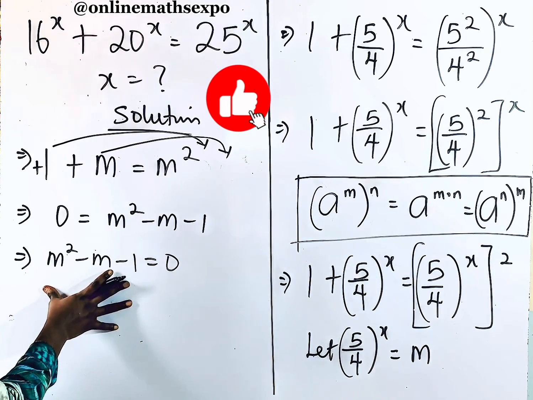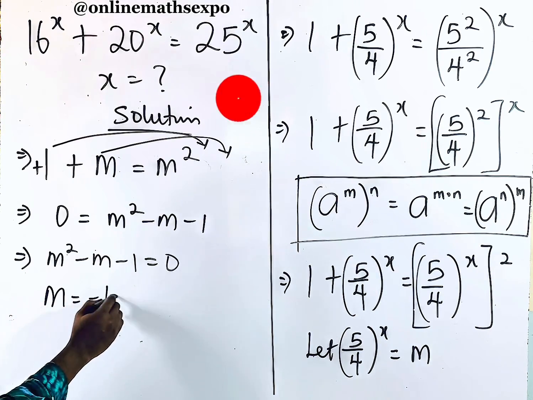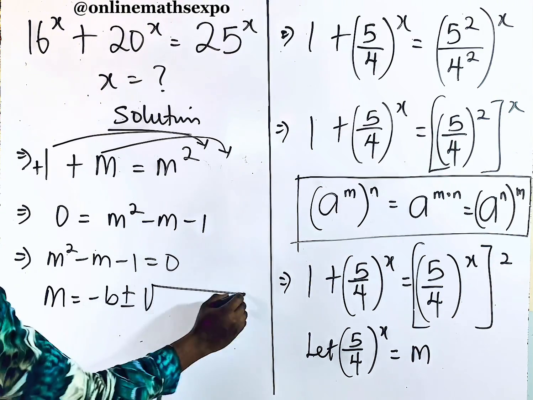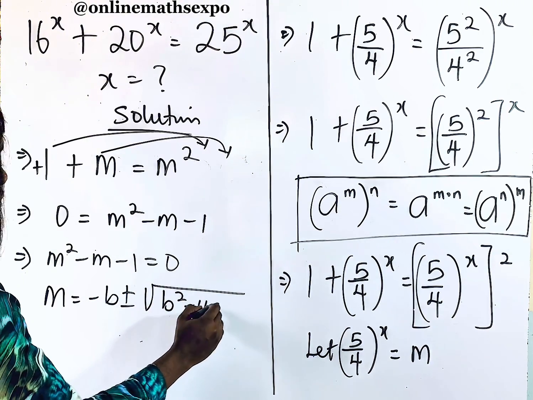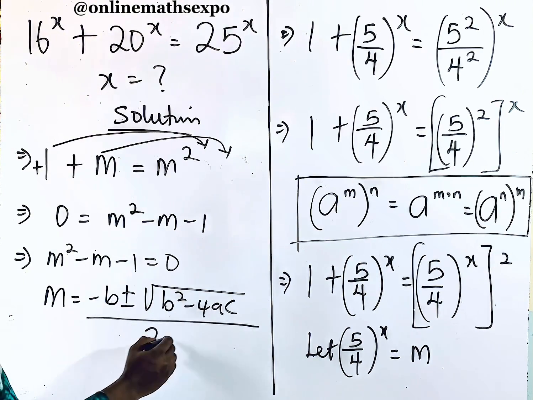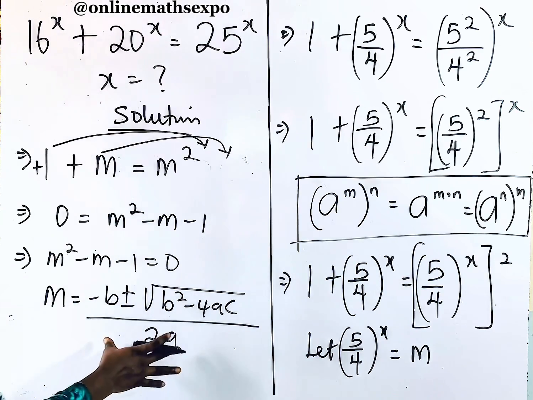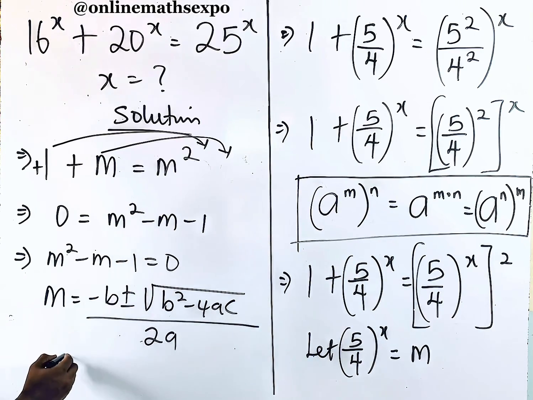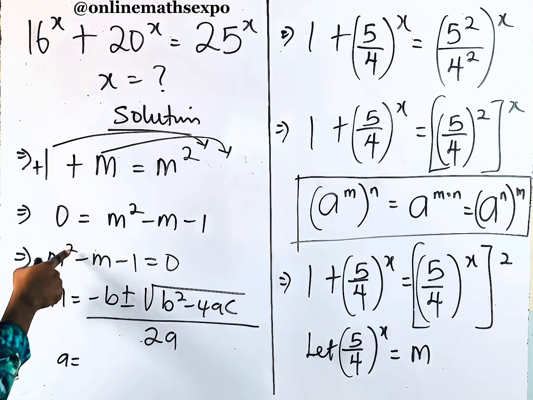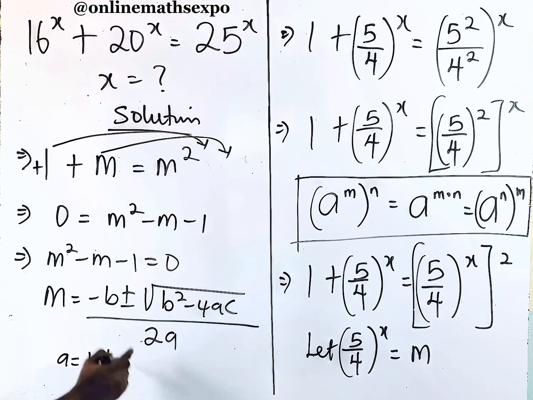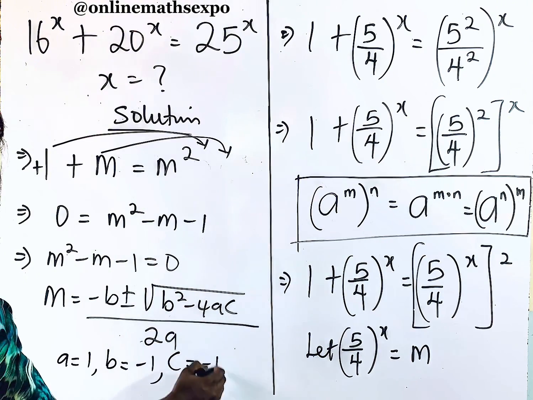Your quadratic formula: m is equal to negative b plus or minus square root of b squared minus 4ac, divided by 2a. Now we're going to apply this here. Remember, your a is the coefficient of m squared, which is 1. Your b is the coefficient of m, which is negative 1. And your c is the constant term.